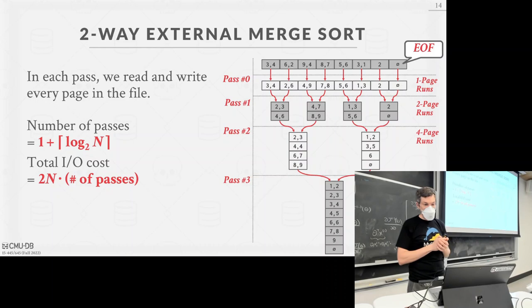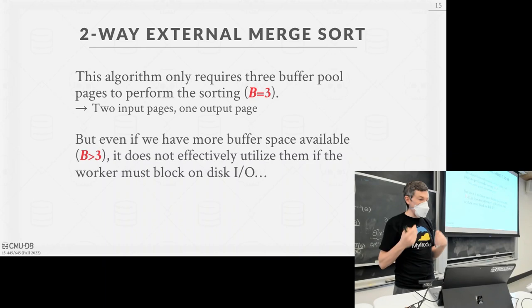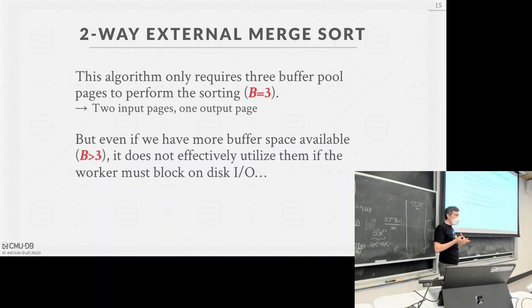All right, cool. As I said, in my example here, I'm assuming we have three buffer pages: one for the input on the right, one for the input on the left, and one for output. But obviously in a real system, we'll have way more space, and we don't want to have to wait for IO. So we want to do things asynchronously. When I fill up my output buffer and have to write it out to disk, I don't want to block my sorting algorithm while I wait for that to get written.